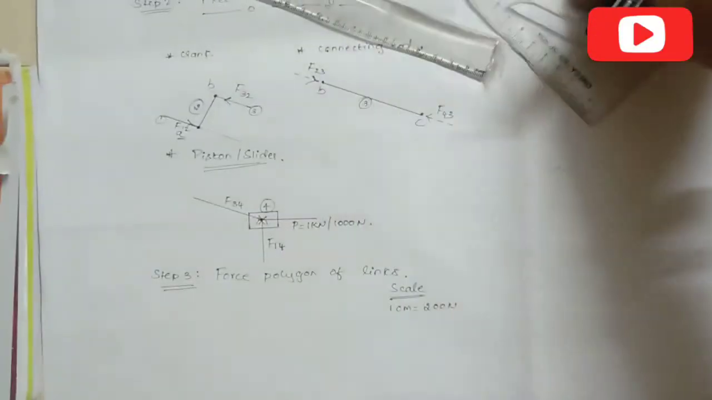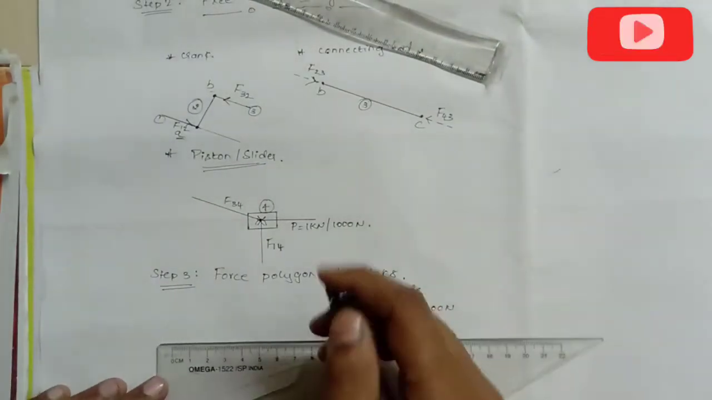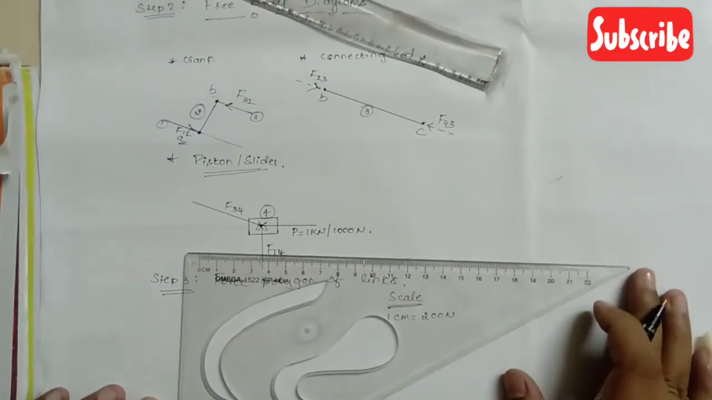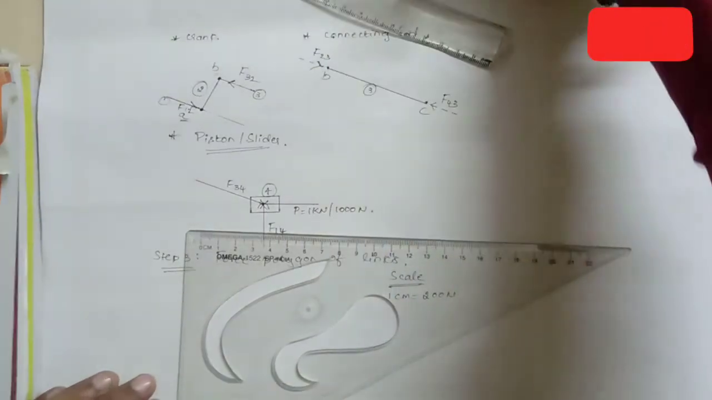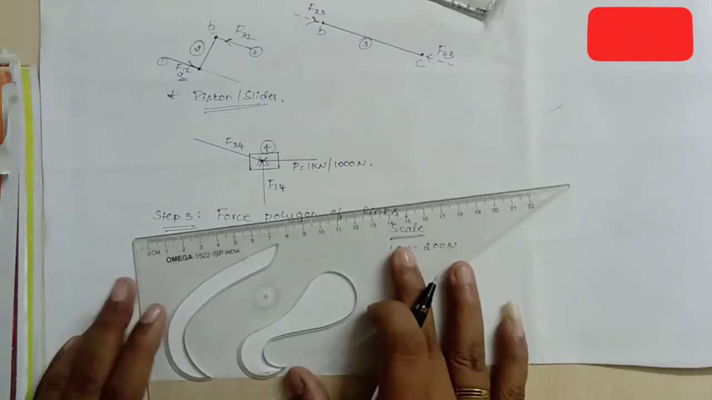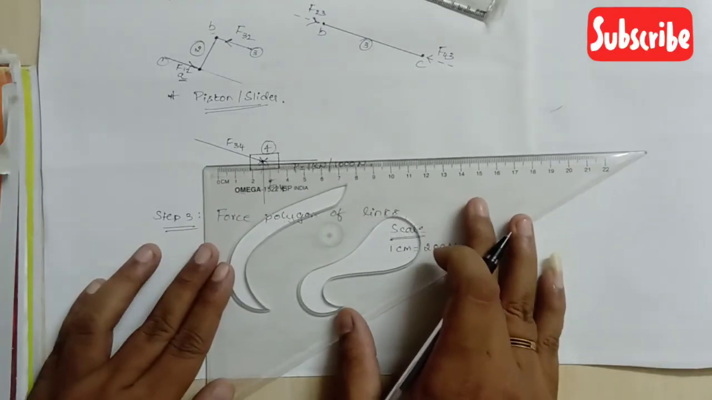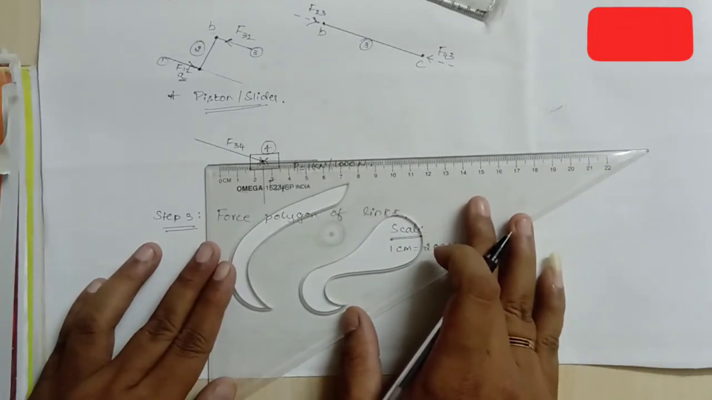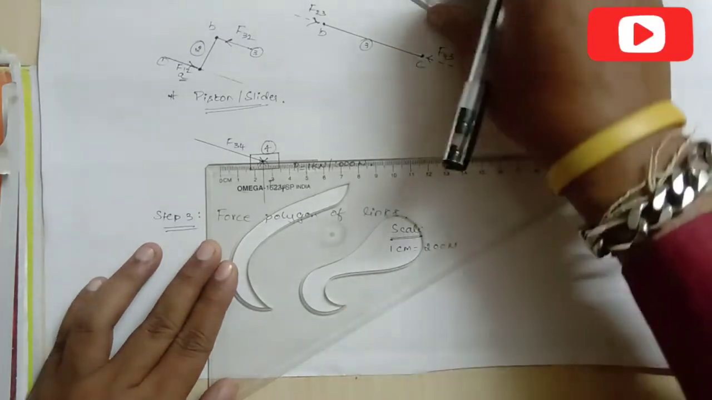Now I will be taking a scale here. From the given free body diagram, I should be drawing the force polygon. Now in order to draw the force polygon, I will be aligning my set square or scale with reference to this applied load here.